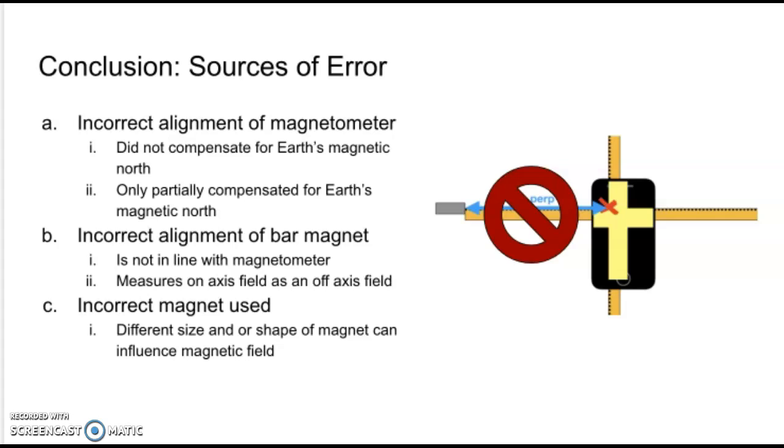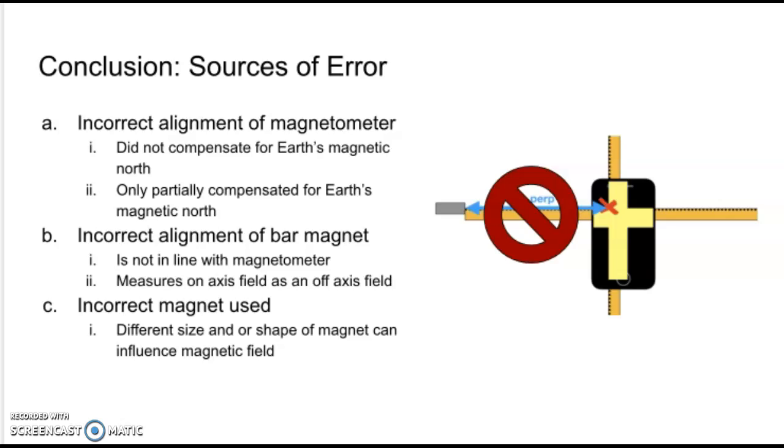So in conclusion, some sources of error I wanted to discuss. There was the incorrect alignment of the magnetometer in that we didn't compensate for Earth's magnetic north. There was the incorrect alignment of the bar magnet as it was not in line with the magnetometer. And then there was a possibility that we used an incorrect magnet, as in not a bar magnet or a different size bar magnet. And all these could have led to some of the error we saw in our results, comparing the measured to expected values.